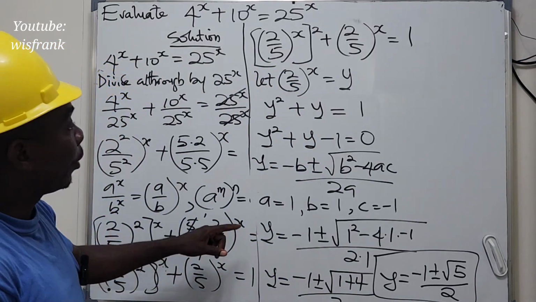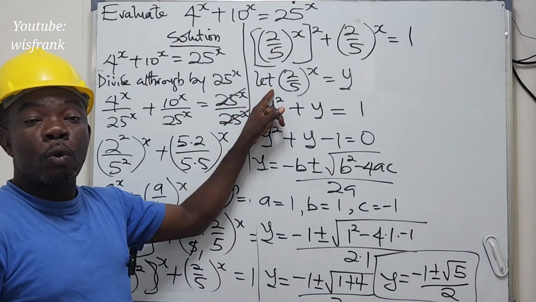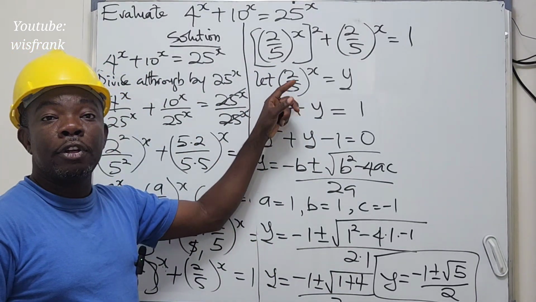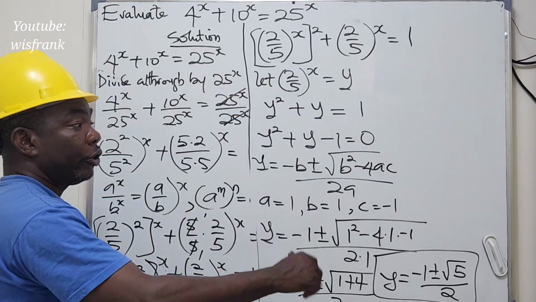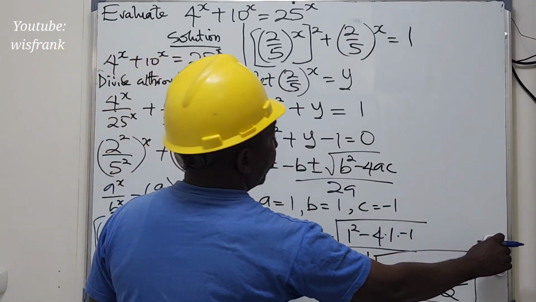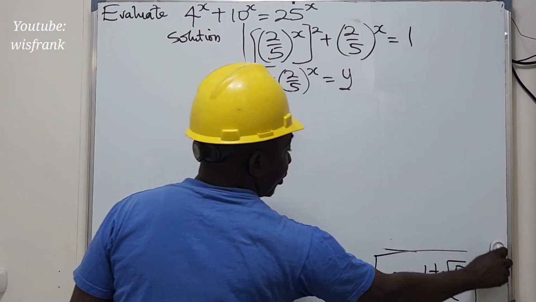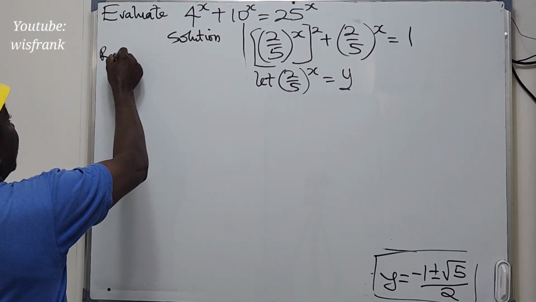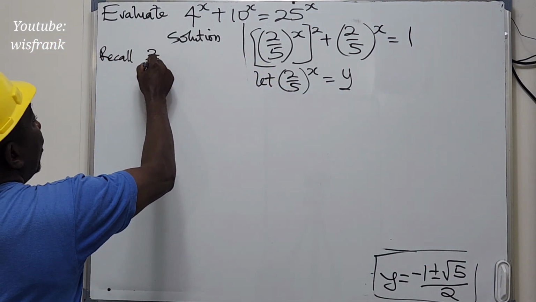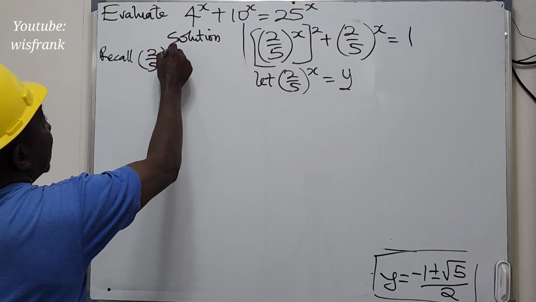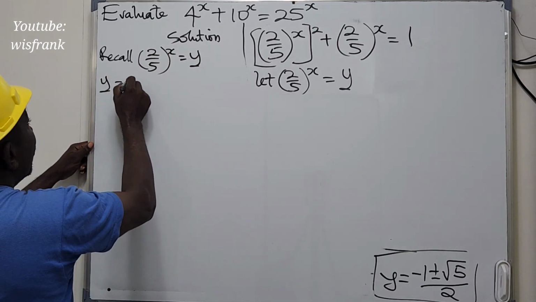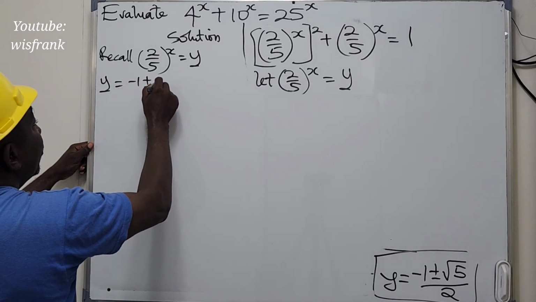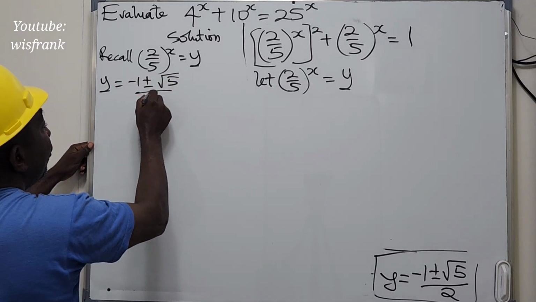For now, we recall that our value of y equals (2/5) to the power of x. For us to find the value of x, we need to substitute that back. So we need to clean this. Recall that we have (2/5)^x equals y, and our y equals -1 plus or minus square root of 5 all over 2.